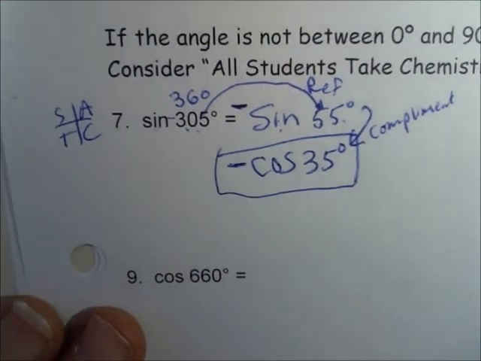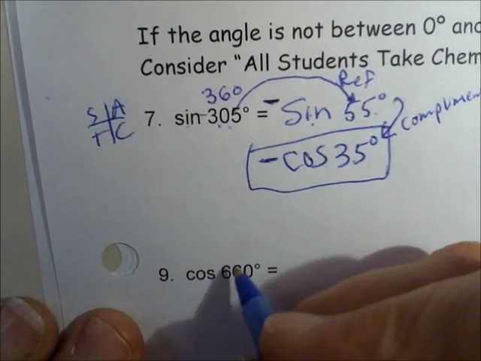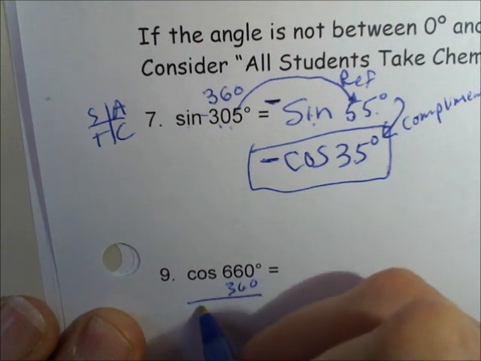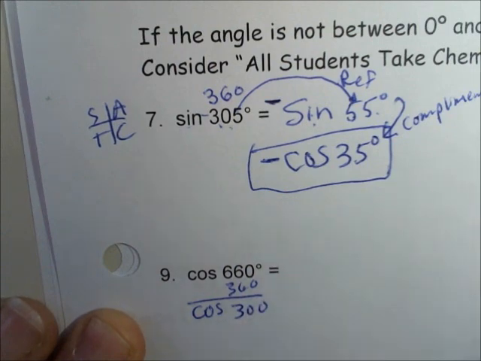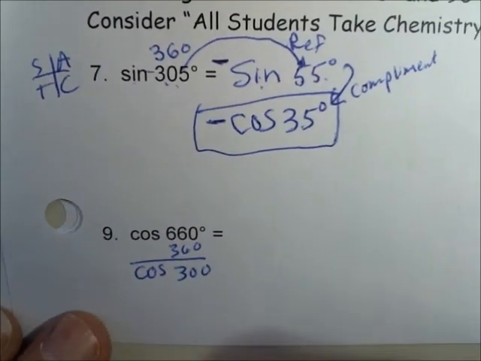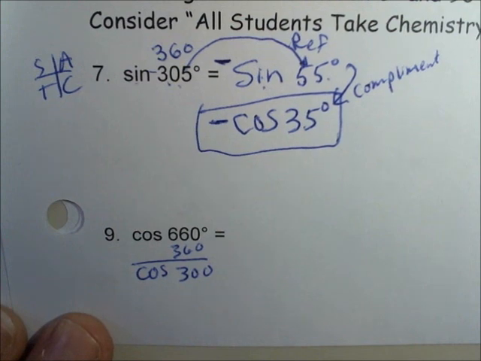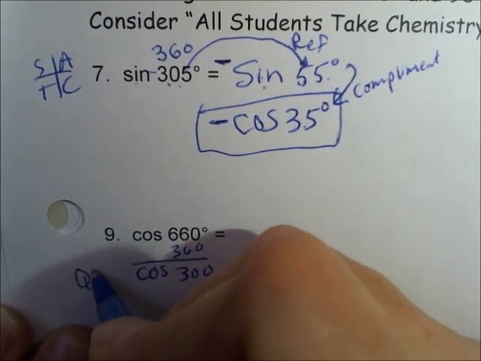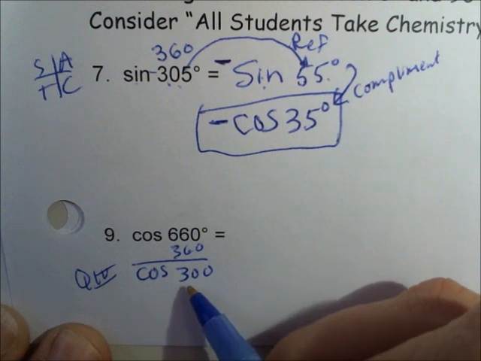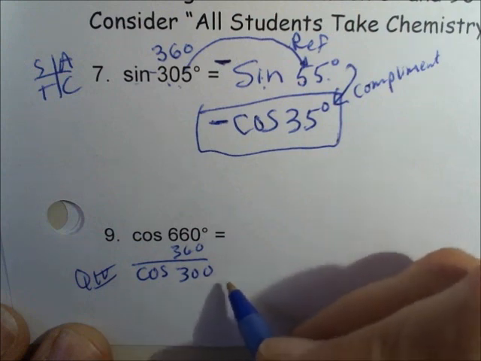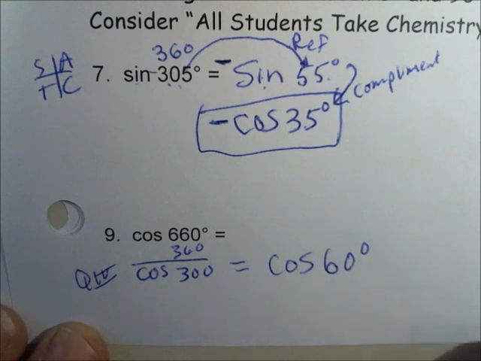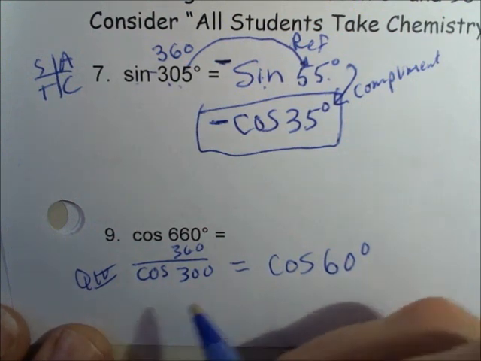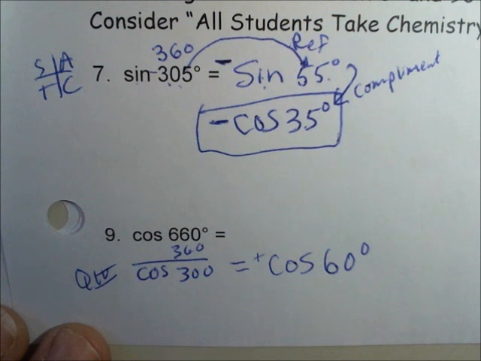Next one, 660, that's even bigger than 360, so we have to drop this down by 360. So the cosine of 660 is the same thing as the cosine of 300. Got to take away 360 first, because it's more than one rotation around. Now we've got a quadrant 4. The reference angle for quadrant 4 is you're going to subtract 360 minus 300. So 360 minus 300 is 60. So that's the same thing as the cosine of 60. And since this is quadrant 4, cosine is positive.